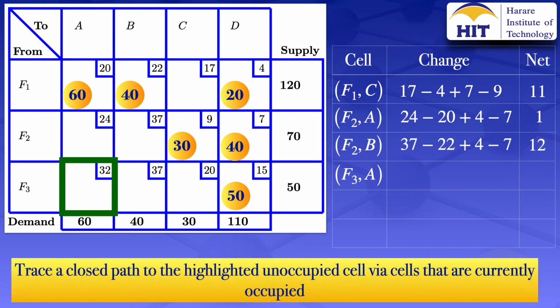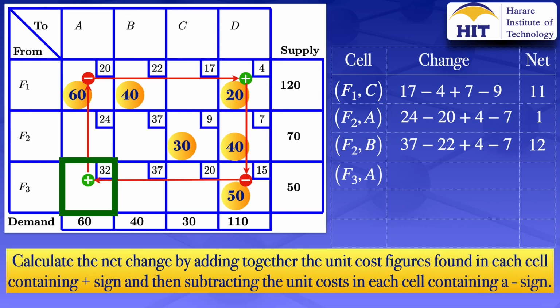We trace a closed path via cells that are currently occupied, starting at this cell that I've highlighted. So I put a positive there, then move to an occupied cell, subtract, move to another occupied cell, which is positive there, move to another occupied cell, then you subtract, and then back to the unoccupied cell. We then go on and calculate the net change.